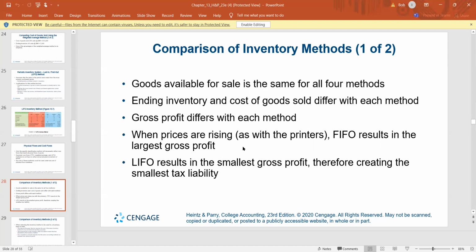When prices are rising, as with the printers, FIFO gives you a high gross profit. Let me repeat that. In an economy of rising prices, FIFO results in the largest gross profit or net income, okay? The questions on the test will always be in terms of a rising economy. I don't think you're going to get anything about deflation.